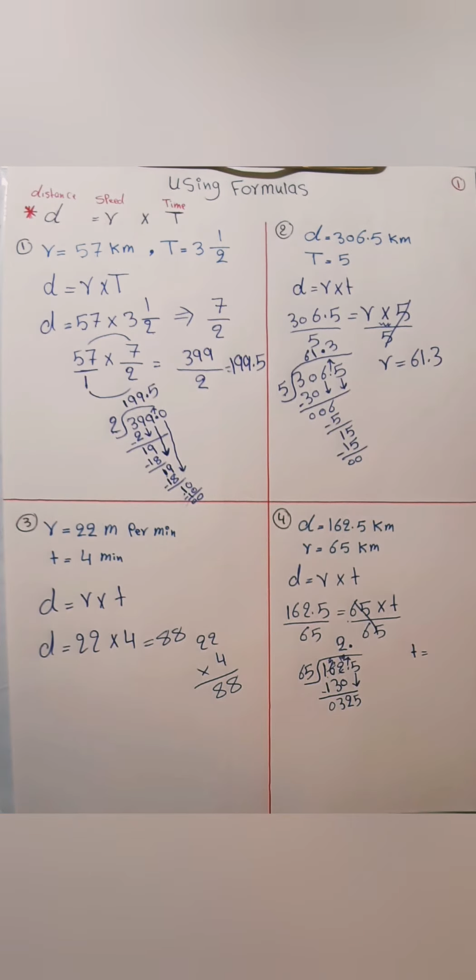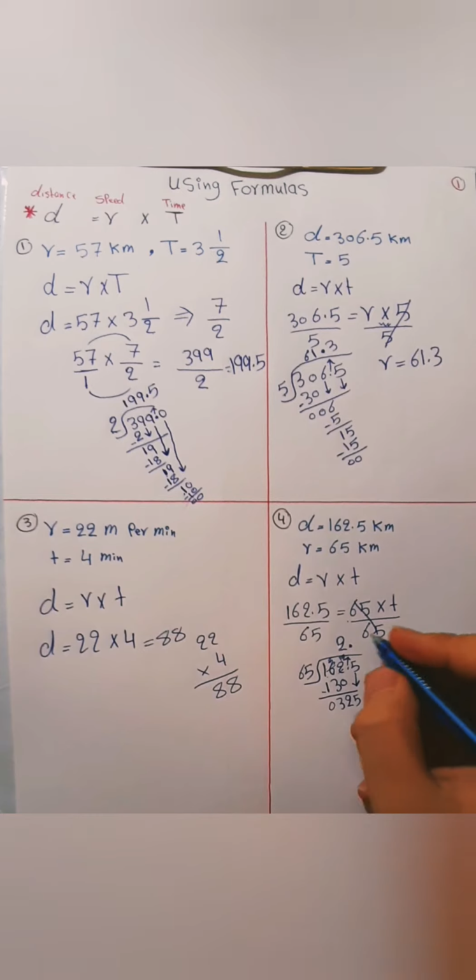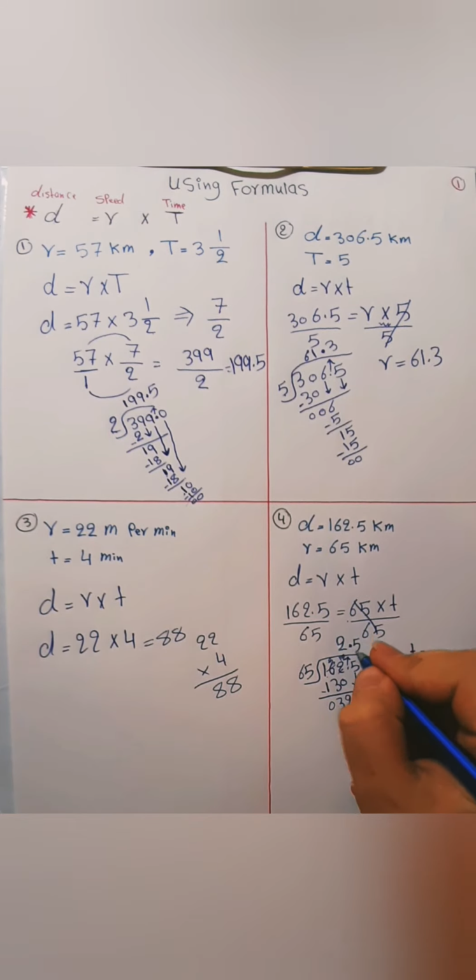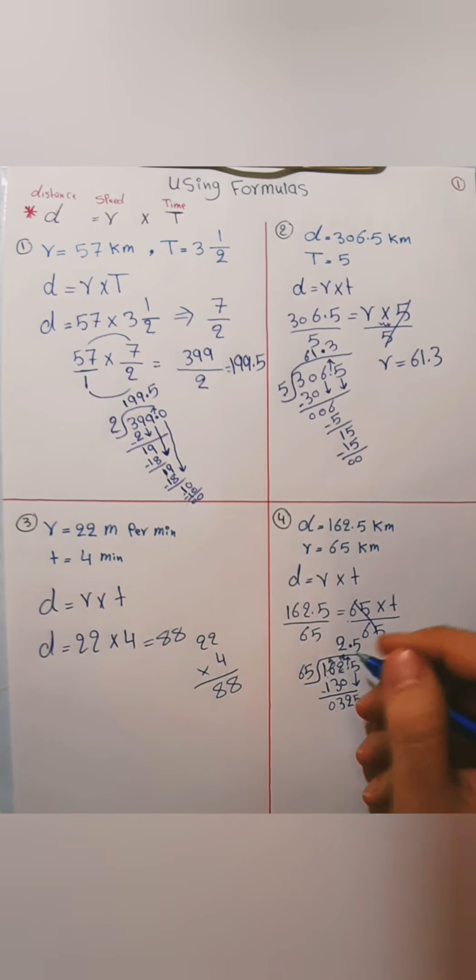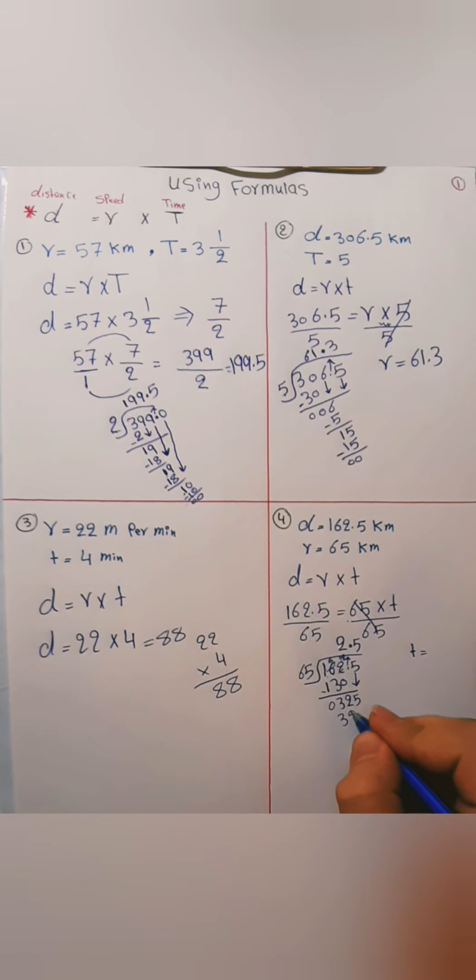Now we have 325. How many 65 are in 325? Exactly, we have 5. 5 times 65 equals 325.